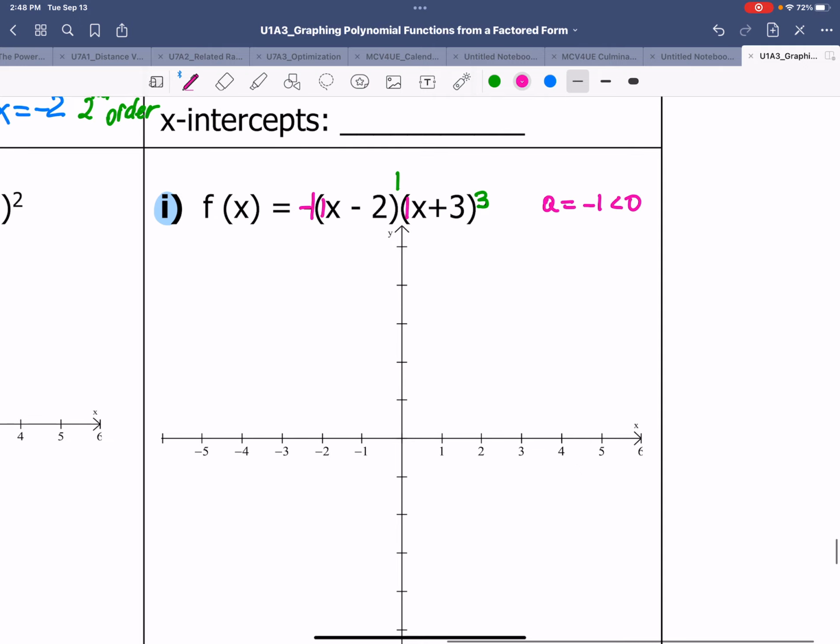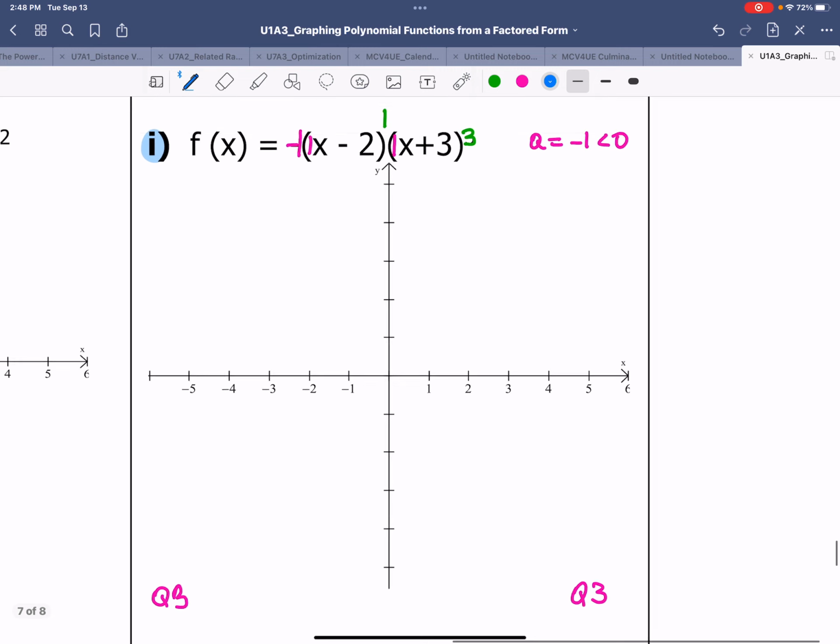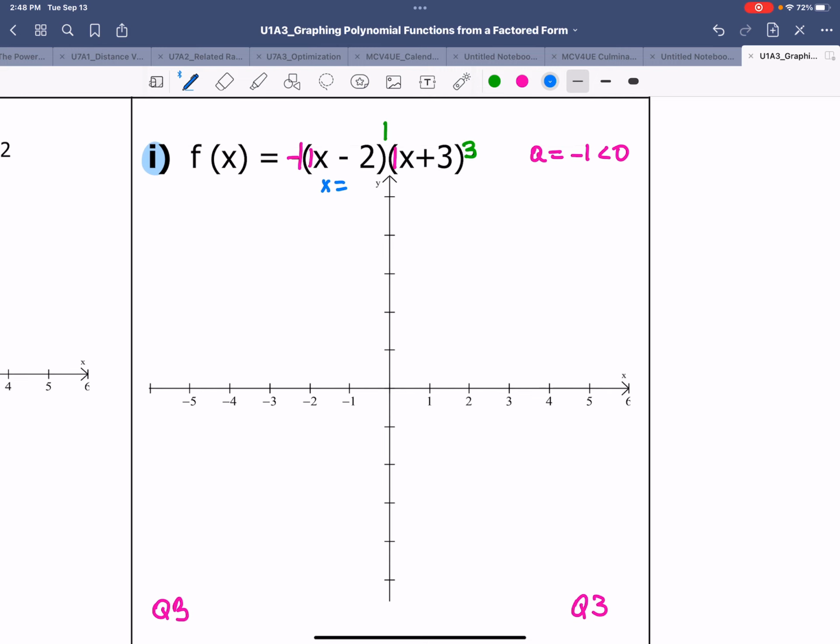Now, next we have to list the roots. So the roots are at x equals 2, here, and at x equals negative 3. And again, we know how to find the roots now. We make each factor equal to 0, and solve for x. So I will mark the roots on the Cartesian plane.